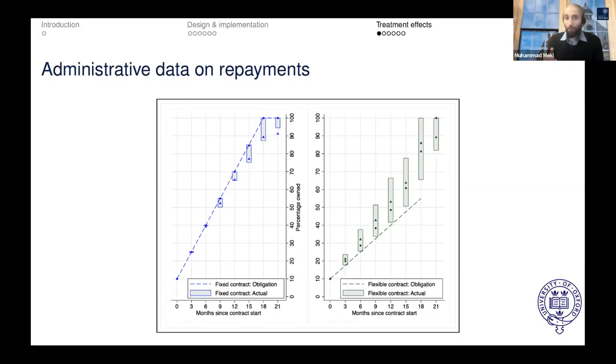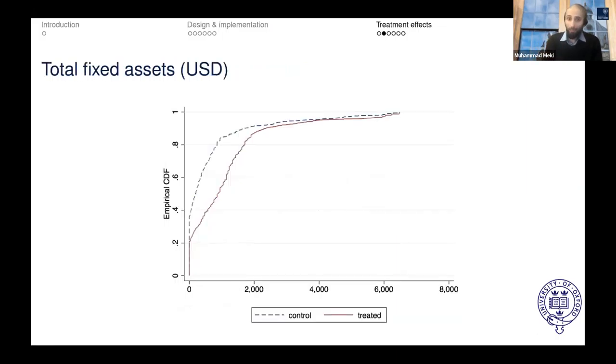On the right-hand side, we have the flexible repayment contract. The green dotted line shows you what I said before, that the repayment requirement is only half of the fixed repayment requirement, requiring them only to own 50% of the asset at the end. However, the bars above it show you that the clients actually do end up paying much more than they need to. So at the 18-month stage, we actually have people owning 80% of the asset.